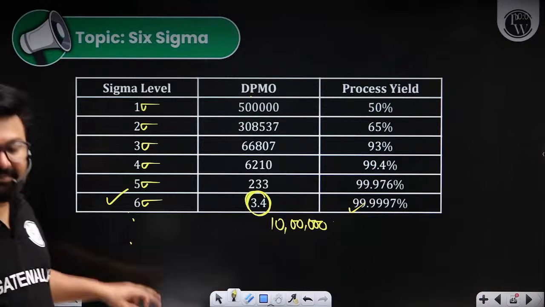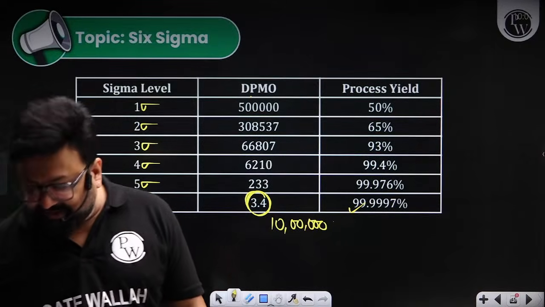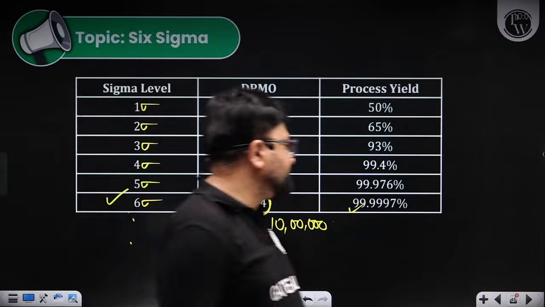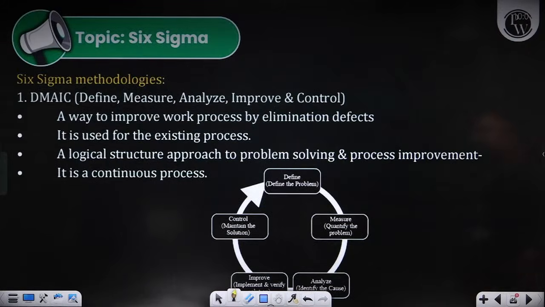My dear, it becomes costlier, right? If you increase the sigma, then the cost of inspection increases again.